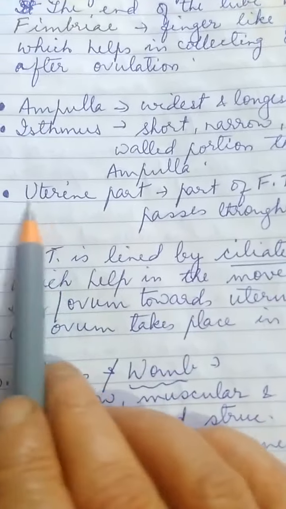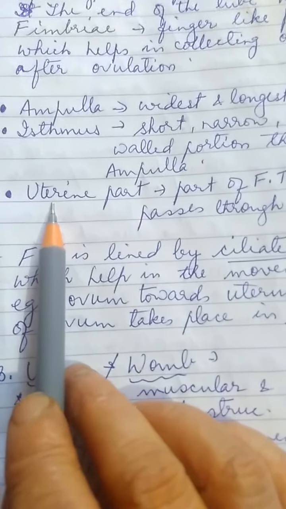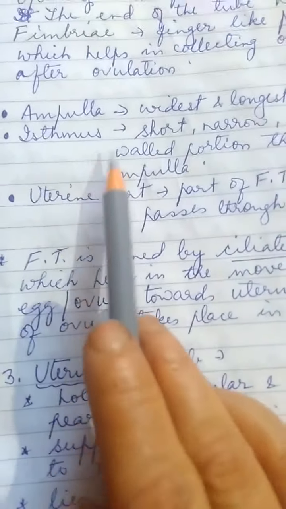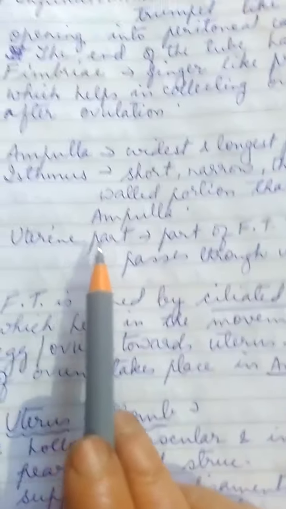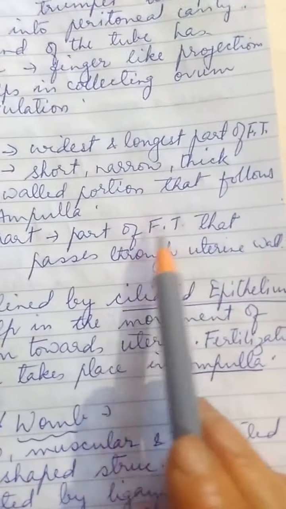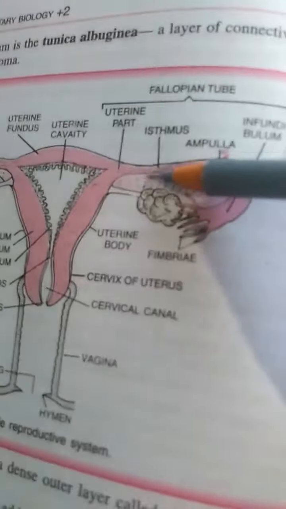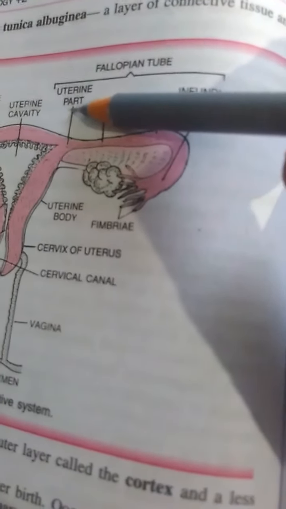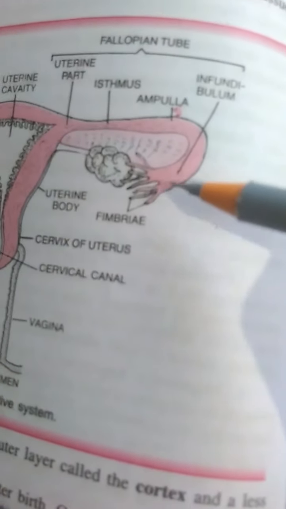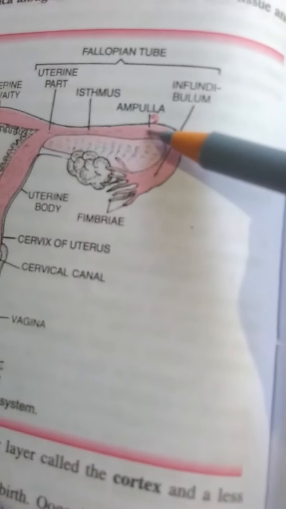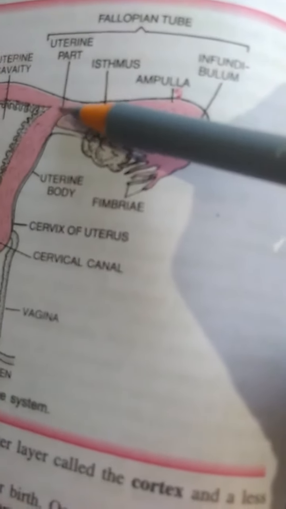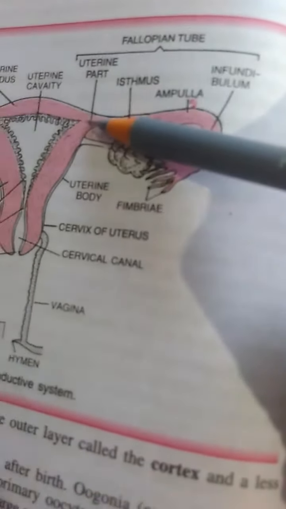Okay, and in the NCERT book, the uterine part is not mentioned, only 3 parts are there, but the isthmus opens into the next part, that is the uterine part. It is that part of the fallopian tube that passes through the uterine wall, right? So that is given in this book. This is the uterine part. Okay, so what are the 4 parts of the fallopian tube? Infundibulum, ampulla, isthmus, and the uterine part. You can see the uterine part is opening into the uterus.